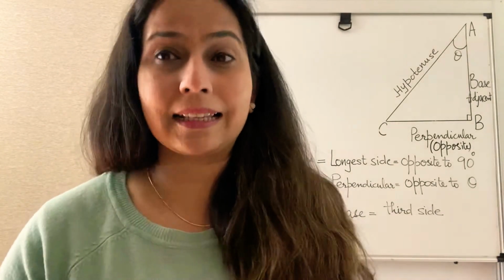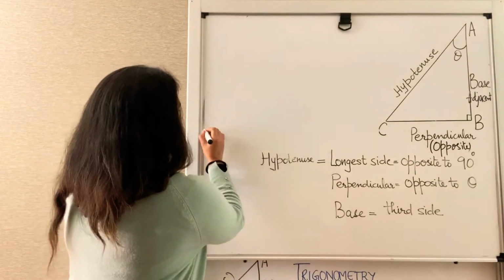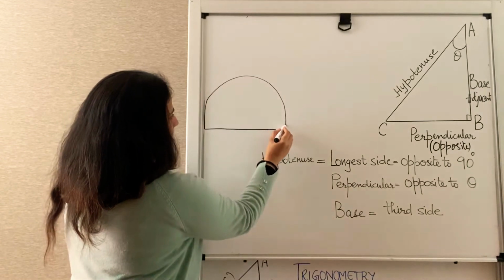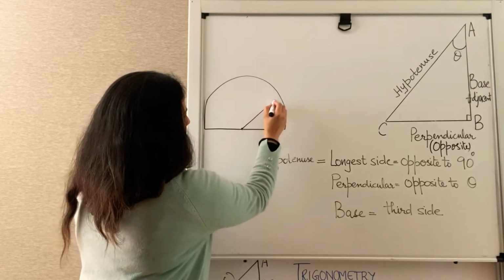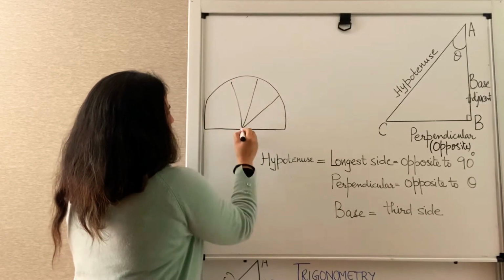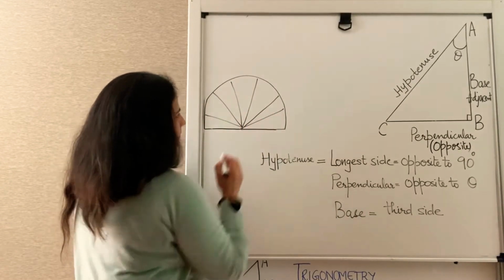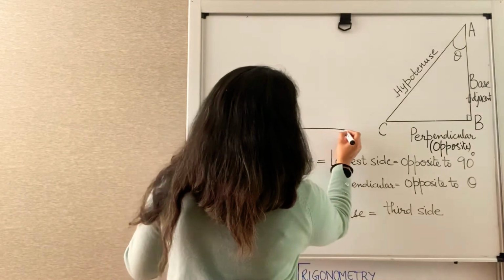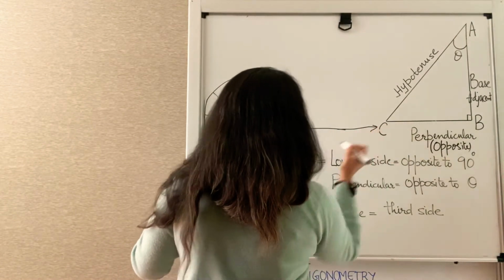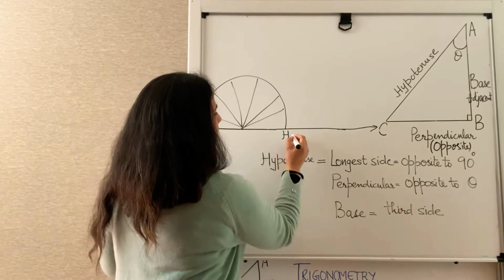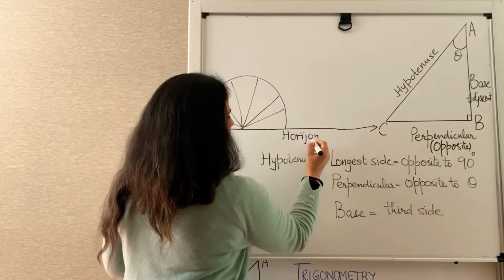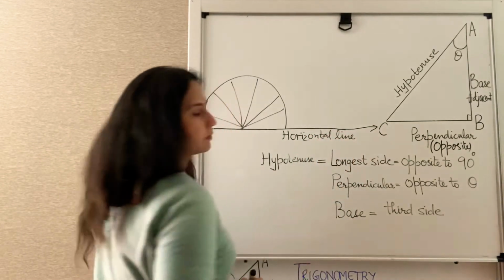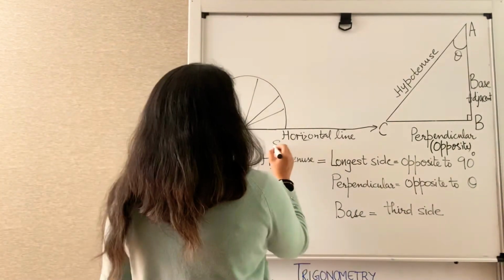For example, let's think about it. Let me draw a protractor here. You all know what a protractor is. Okay, and these are the different angles here. All right. Now imagine that this line is the distance on the ground. It's not meeting there, but you can imagine. This line is called the horizontal line, or sleeping line.